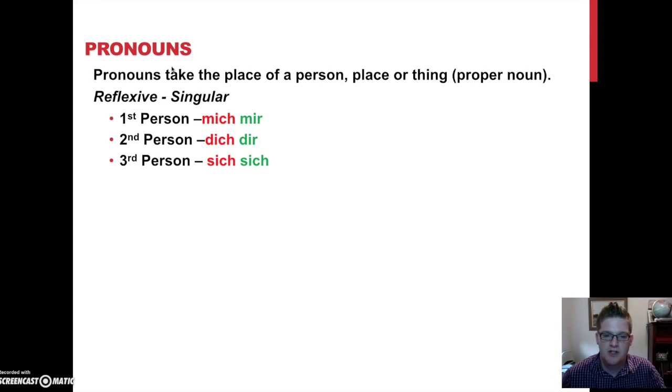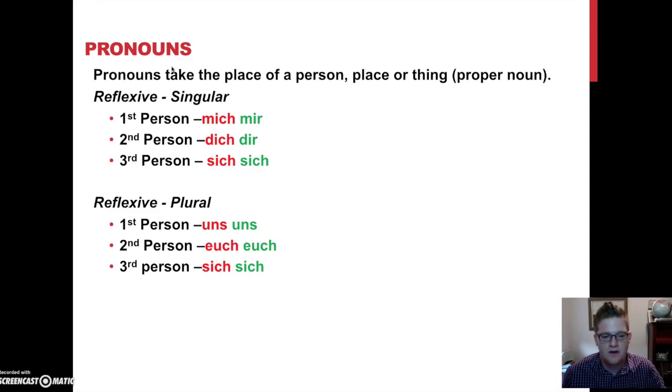First person is going to be mich for accusative, mir for dative. Second person is dich for accusative, dir for dative. Third person is always sich for accusative and sich for dative. Okay, so you don't have to worry about whether it's a he, she, or an it. In the plurals, first person for both accusative and dative is uns. Second person for both accusative and dative is euch. And third person for both accusative and dative is sich.